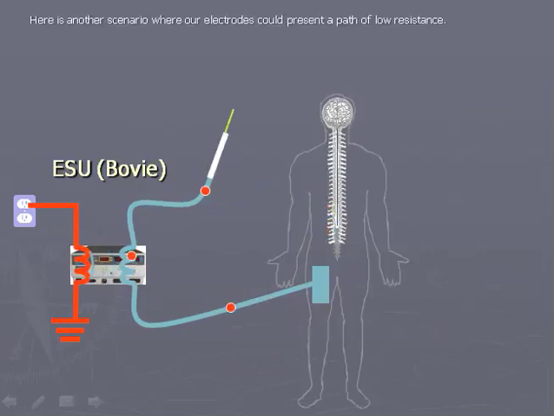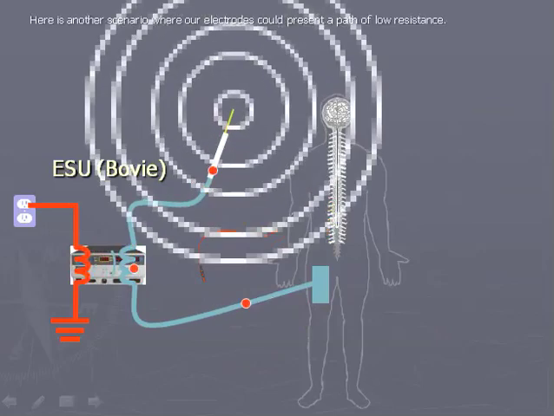Here is another scenario where our electrodes could present an unwanted path of low resistance to the ESU energy. You are in surgery with your electrodes attached. Here is one electrode for demonstration purposes. Notice the ESU tip is away from the patient. What happens if the surgeon fires the ESU tip away from the patient?